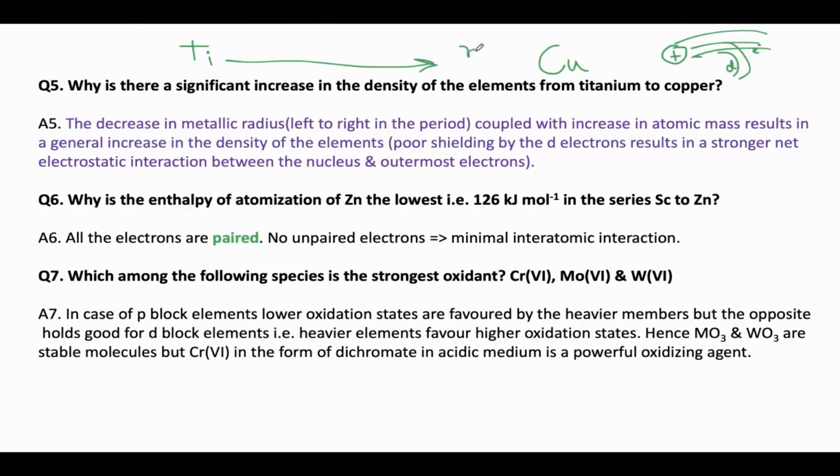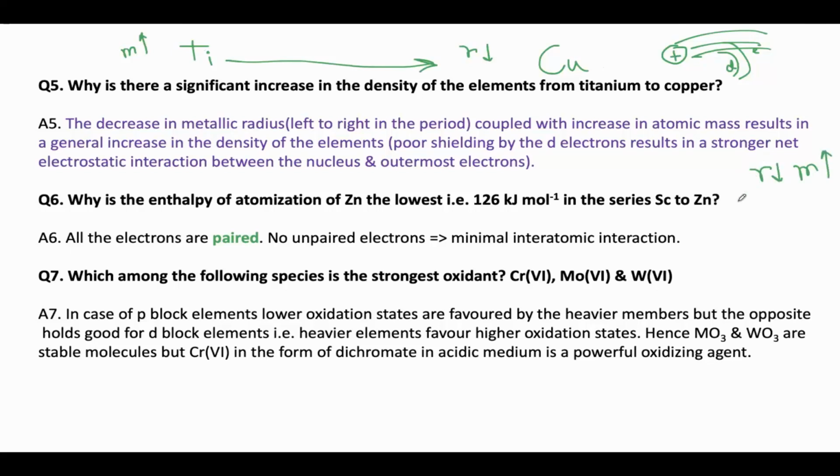That is R, the radius of the atoms, which is decreasing. But as you are going from left to right, the Z, or the atomic mass, that is M, is actually increasing, because titanium has Z equal to 22, but copper has Z equal to 29. So from left to right, what happens? The R is actually decreasing, the M is actually increasing. So R is the radius.